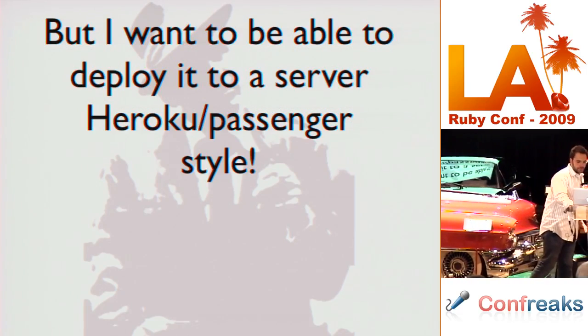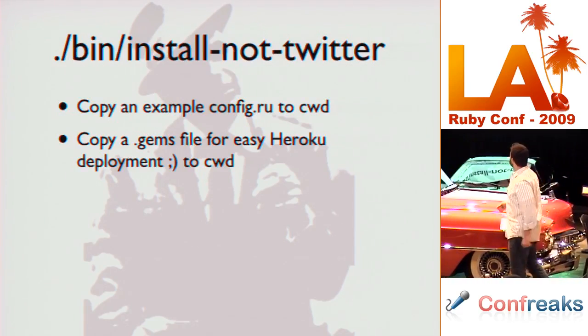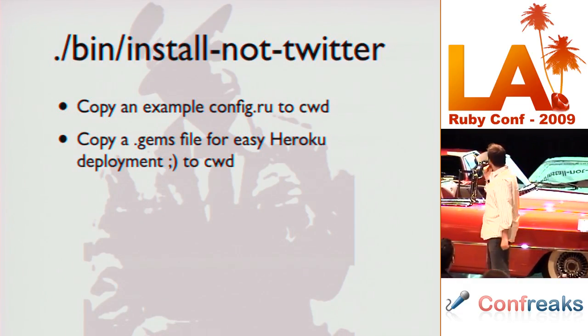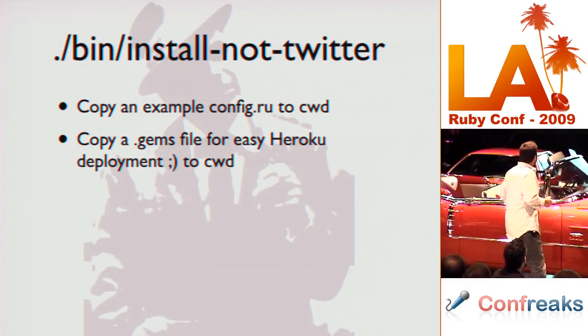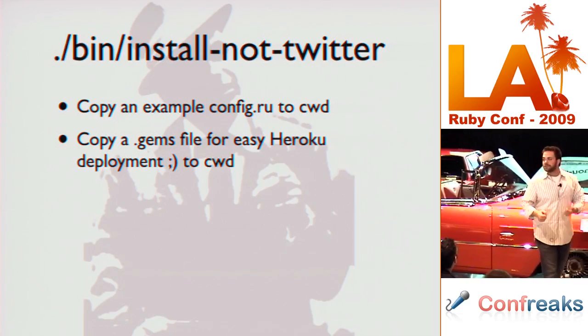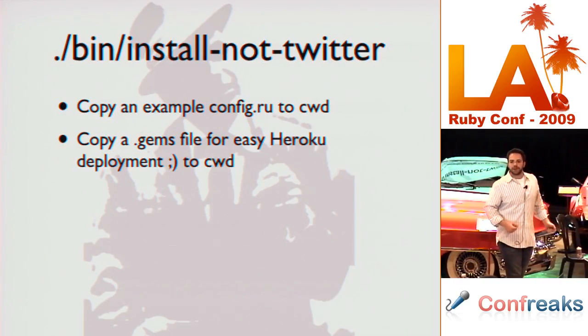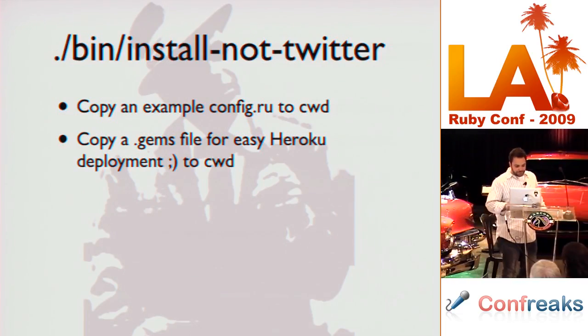So what we can do is, in our gem, we can create something called install modulator. All that does is copy config.ru to the current working directory of wherever this command is run. And it also copies in a .gems file for easy deployment to Heroku. Sorry, I have a shameless plug for Heroku, but I gotta do it.